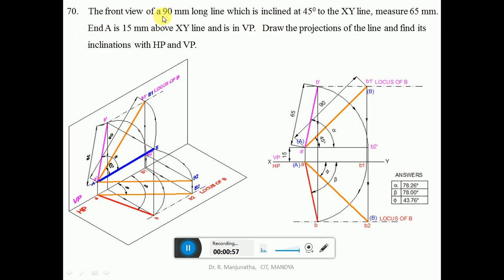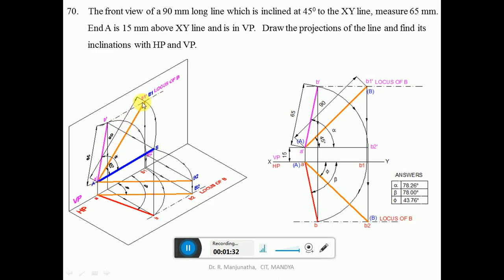The front view of a 90 mm long line is inclined at 45 degrees to the XY line, and measures 65 mm. So he has given the true length of the line and its inclination with respect to HP, that is the XY line. When you look from the front view, we can see the length of the line, which is 90 mm, inclined at 45 degrees to the XY line. To draw the line, this length will be 90 mm.